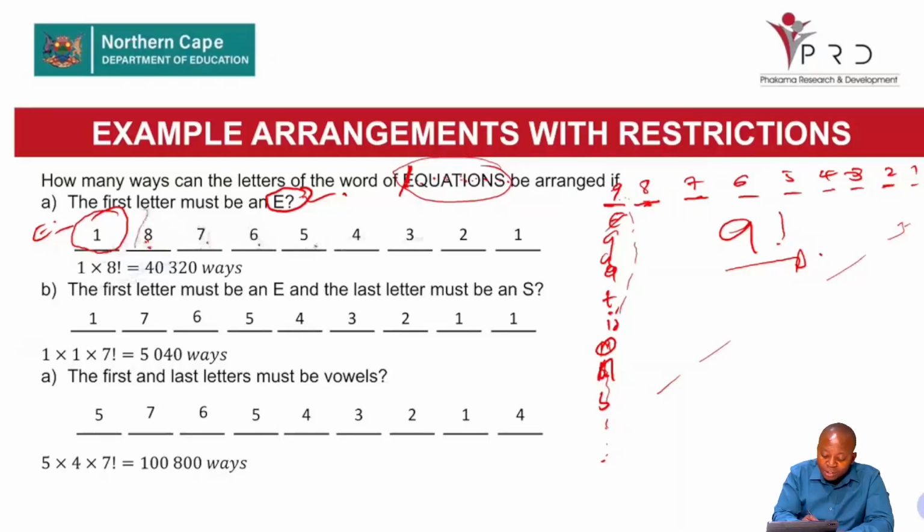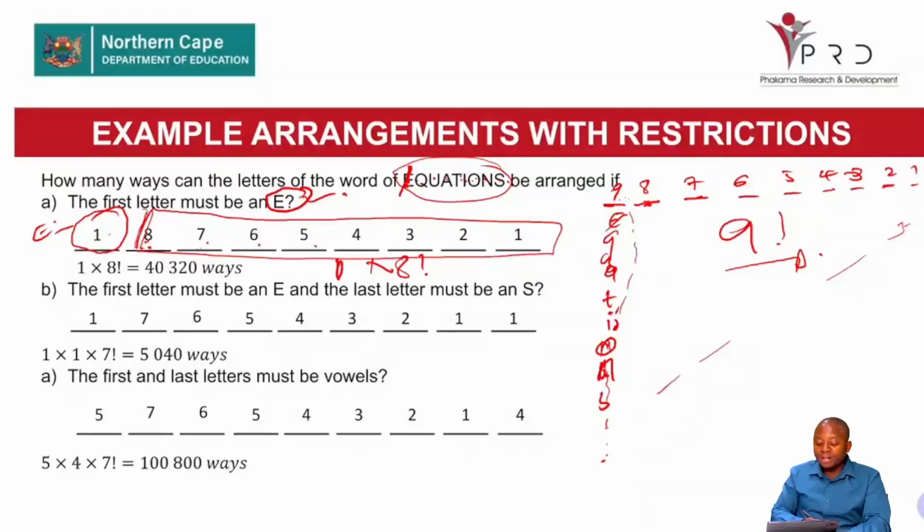So we still have 8 factorial here because the 8 is reducing until 1. So we have 8 factorial multiplied by the 1, which is the one option that we're having in that case. So it's 8 factorial multiplied by 1. Right. Then we have our answer as 40,320 ways.